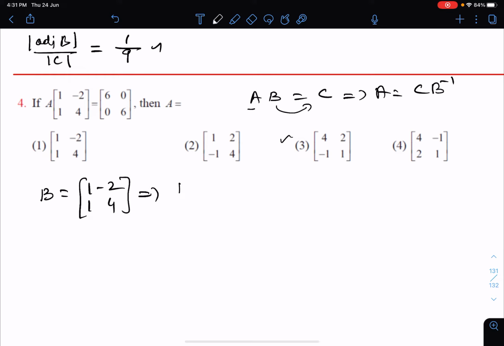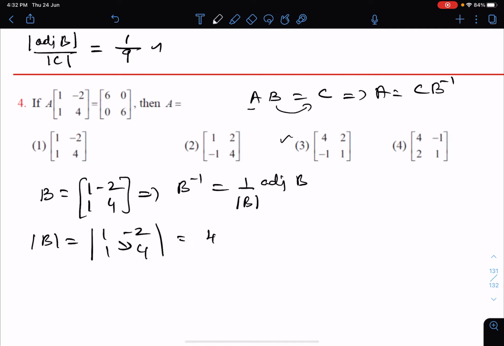For that you are going to find out B inverse equal to 1 by determinant B into adjoint B, which is our formula. So what is our determinant B? 1, minus 2, 1, 4. Expanding, you will get 4 plus 2, that is equal to 6. Then you are going to find out adjoint B. Cross multiplying, 4 comes up, 1 comes down, and minus 2 becomes plus 2 and plus 1 becomes minus 1. This is going to be adjoint B.